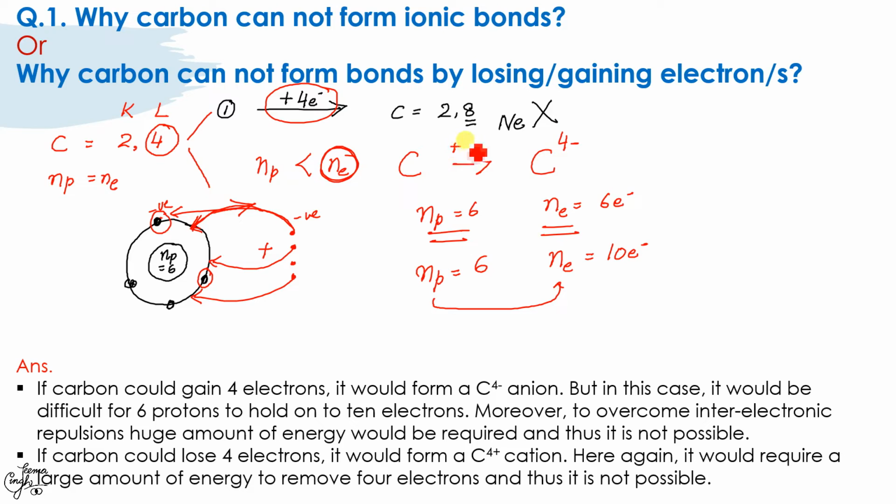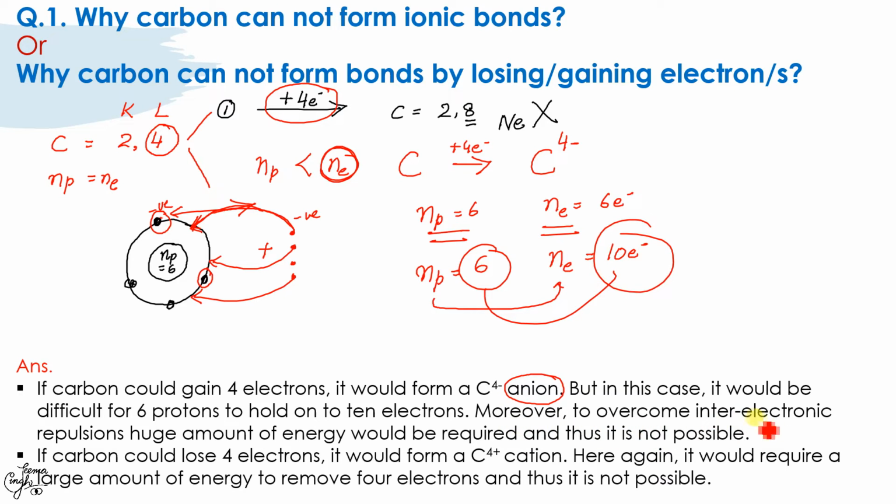So, when 4 electrons are added, carbon will form an ion which carries a negative charge, and a negative charge ion is called an anion. Right? So the first line says, if carbon could gain 4 electrons, it would form a C4 negative anion. But in this case, it would be difficult for 6 protons to hold on to 10 electrons. So 6 protons holding 10 electrons is going to be fairly difficult.